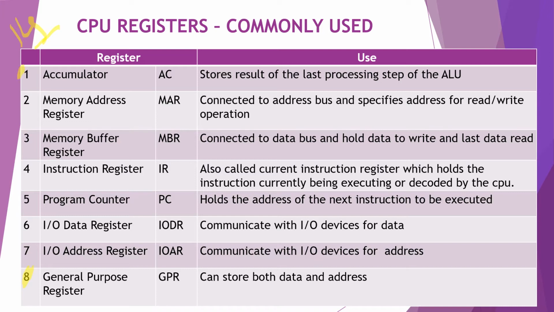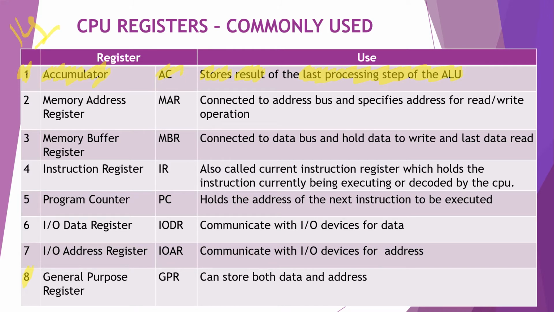Okay, so the first register we have is the accumulator, and we call it AC. As we know, ultimately registers are going to store some data, because registers are nothing but the memory component, right? The smallest memory component. And this accumulator is going to store something. But what? It is going to store the result. But the result of what? The result of the last processing step of the ALU.